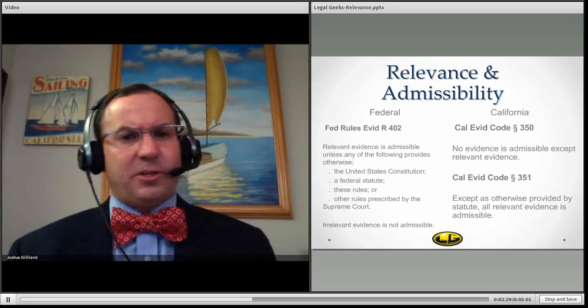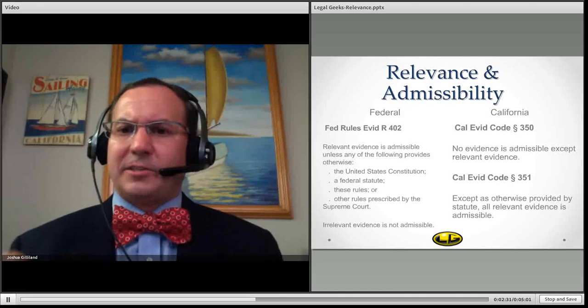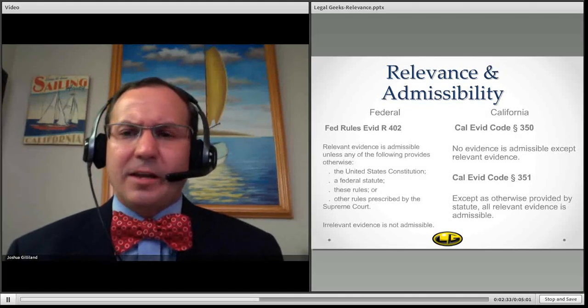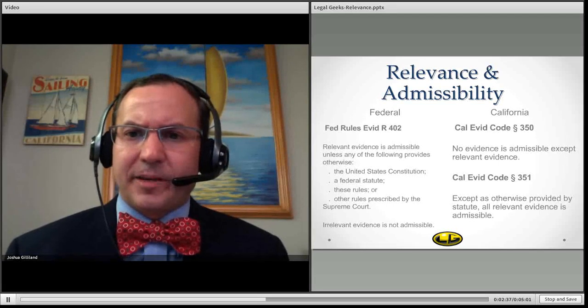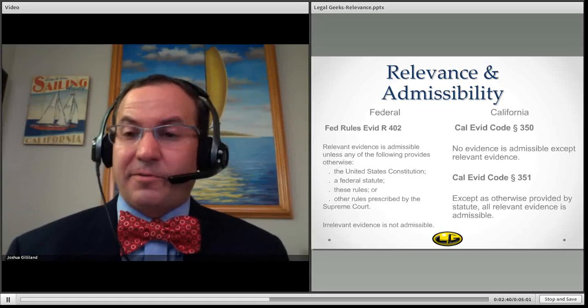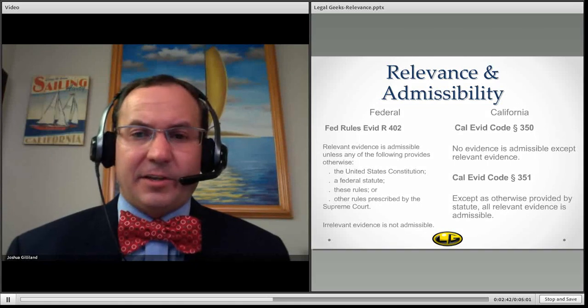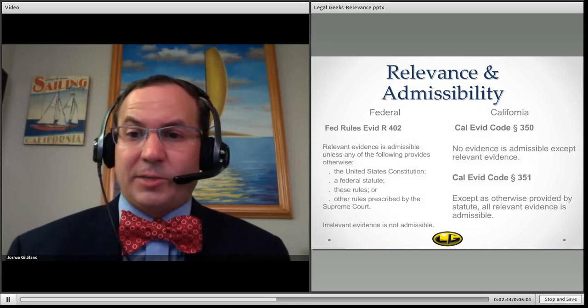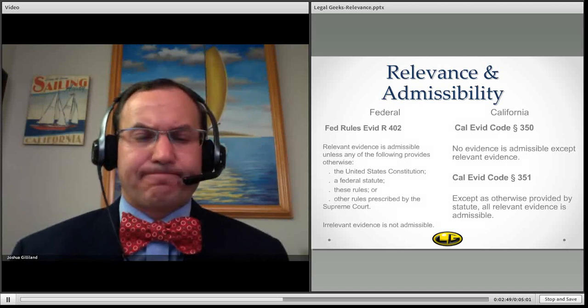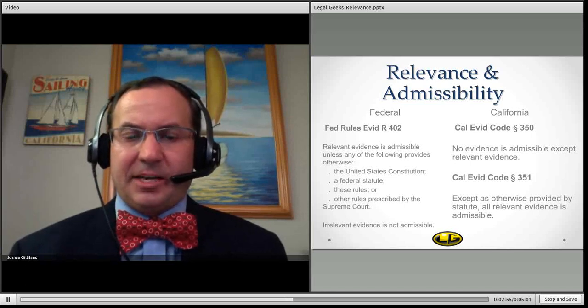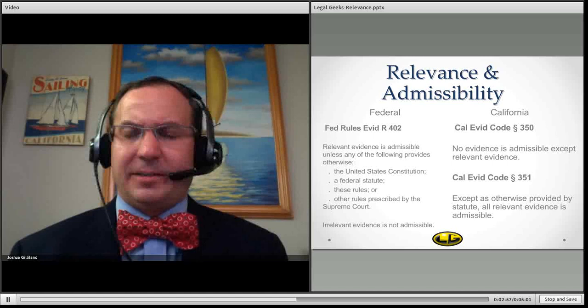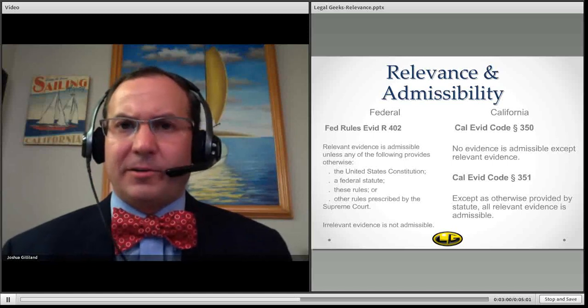Now, California's slightly different spin, but still the same goal. No evidence is admissible except relevant evidence. Now, looking to Code Section 351, we now have the nice little catch-all, except as otherwise provided by statute, all relevant evidence is admissible. Good, handy, and it's good to know the subtle differences, but the end goals are the same: to keep out information that's extraneous, that doesn't have anything to do with the merits of a case.